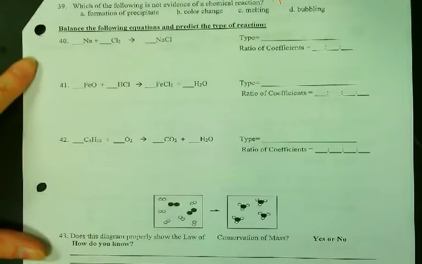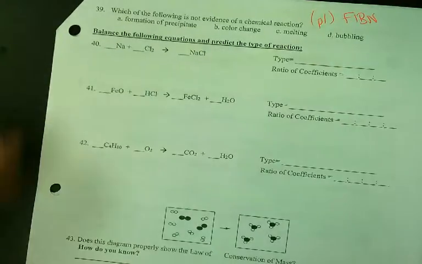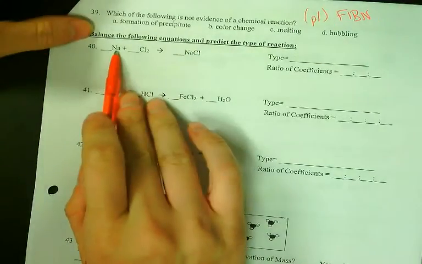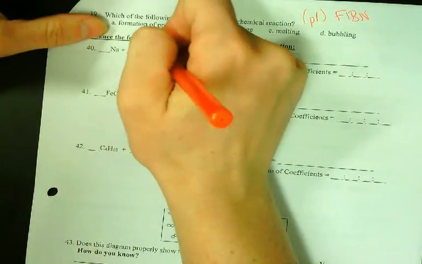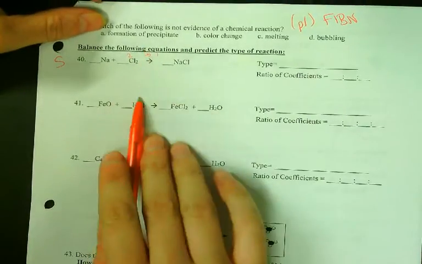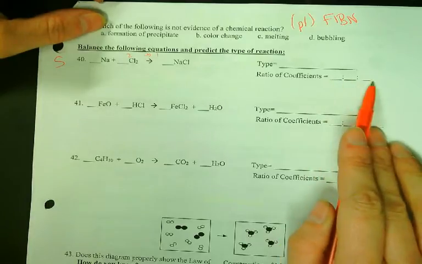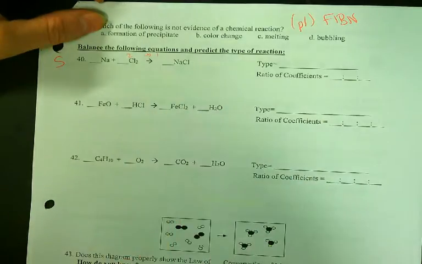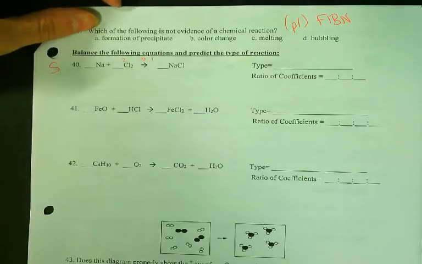Hey, 40, 41, 42. Our last 3 balancing. Okay. We've got one pure element plus another pure element equals a compound. So it's 2 things combining to make one thing. That's a synthesis reaction. So what type of reaction is it? There you go, synthesis. It wants you to balance it and then write your ratio right here. So like 2 to 2 to 2 or 4 to 4 to 4, whatever you end up putting here. Okay. I'm going to let you do those ones on your own. Okay, so please go ahead and get started on those ones.